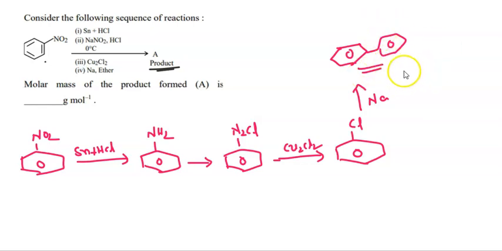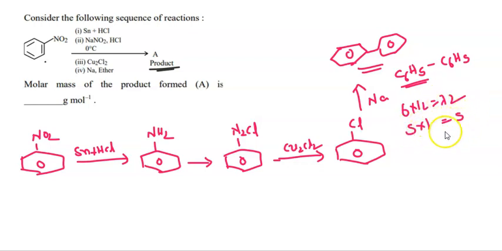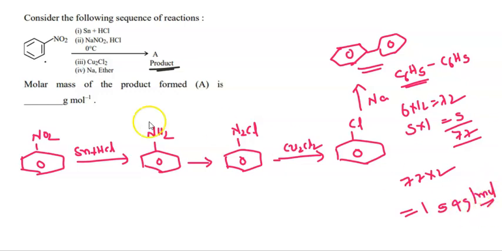So biphenyl has C6H5 which is connected with C6H5. So for the C6H5 molecular weight, if you calculate, 6 into 12 is equal to 72, 5 into 1 is equal to 5, so 77. So two C6H5 units are there, 77 into 2 is equal to 154 gram per mole. 154 is the correct answer for this question.